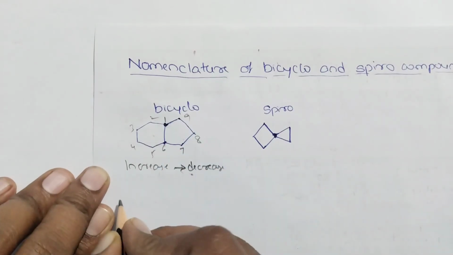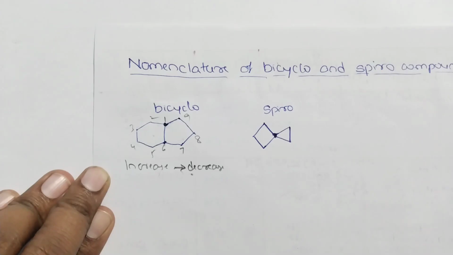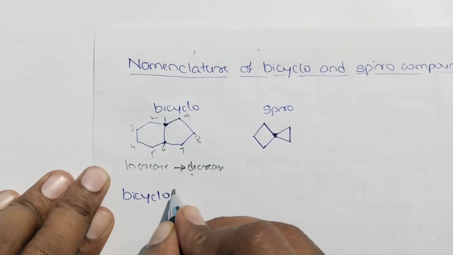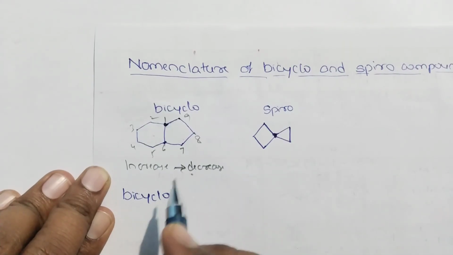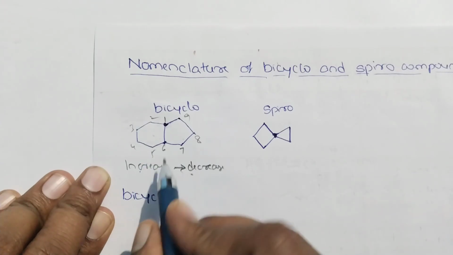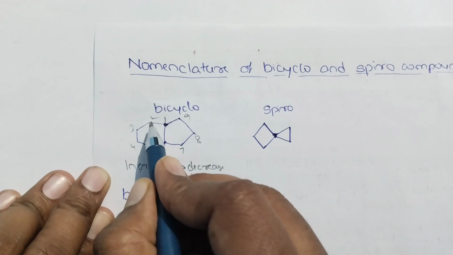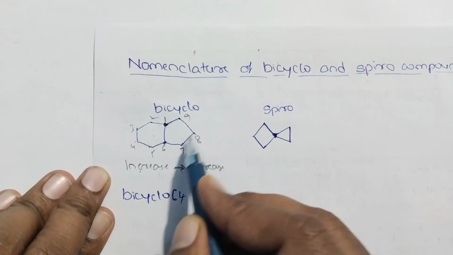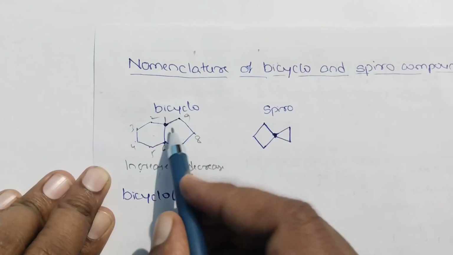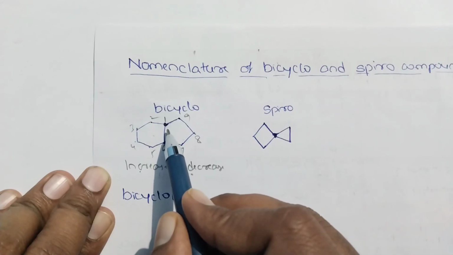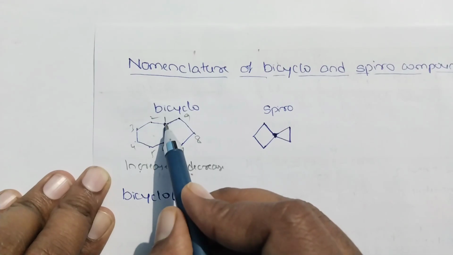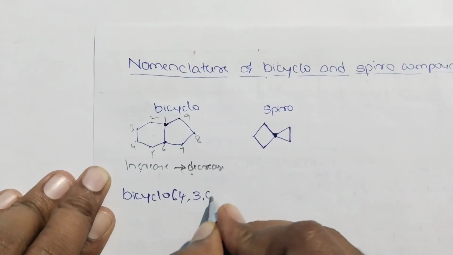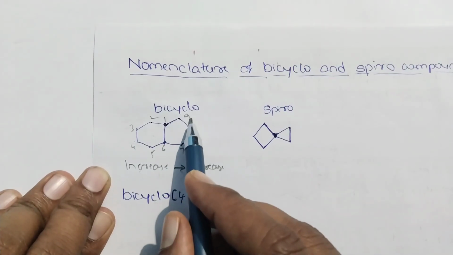Okay, what is the first prefix that comes? Bicyclo. Bicyclo is the prefix. After bicyclo, again this is increasing to decreasing. How many carbon atoms are there in this cycle? 1 2 3 4. Next, going this side, 1 2 3 carbon atoms: 4, 3, and count the number of carbons in between these bridged carbon atoms. Between this carbon and this carbon there are no carbon atoms, hence it is 0. Total number of carbons is 9, it is nonane.